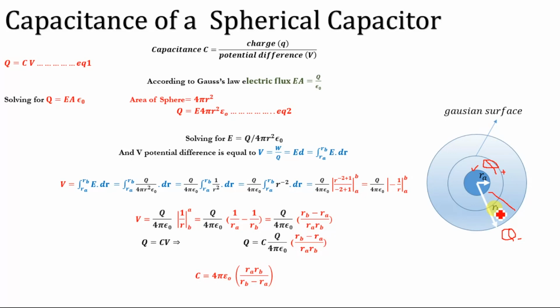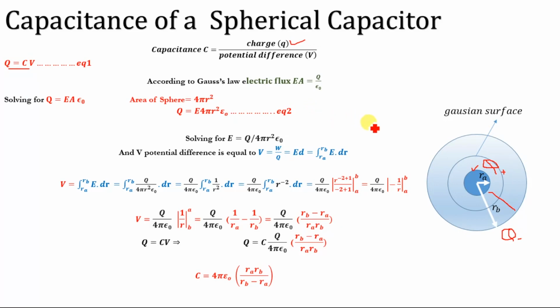Now for calculating the capacitance of a spherical capacitor, we will use Gauss's law to find out the electric field. We know that capacitance of any capacitor is equal to Q divided by V. Q is the charge stored on the capacitor and V is the potential difference. Solving this equation for charge Q, we will have Q is equal to CV. Charge Q will be equal to capacitance times potential difference.